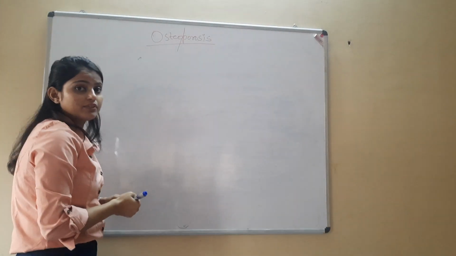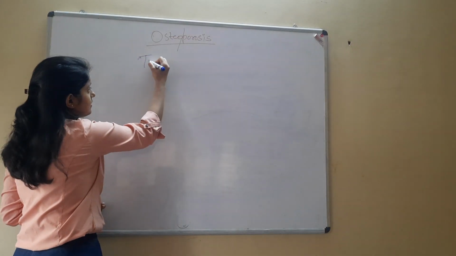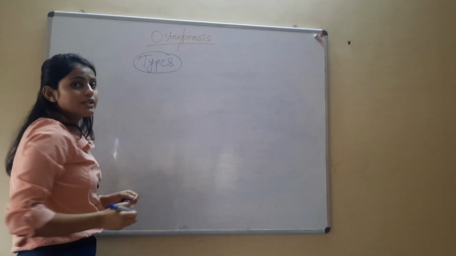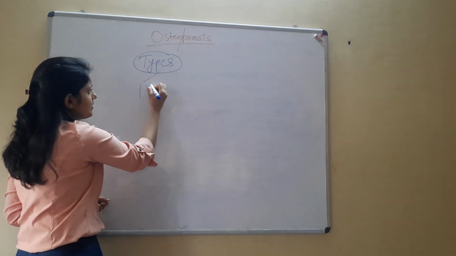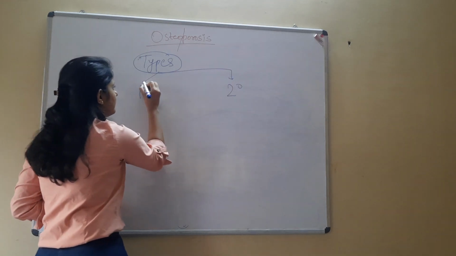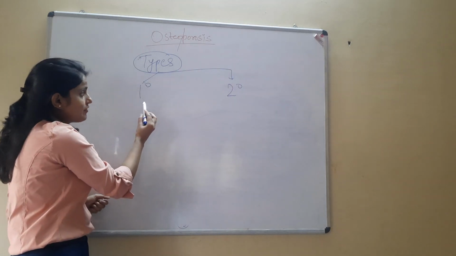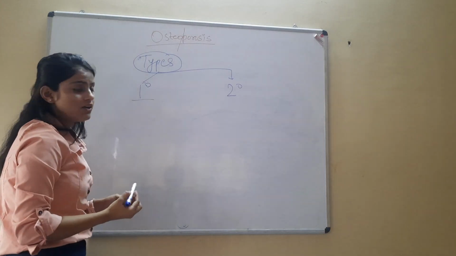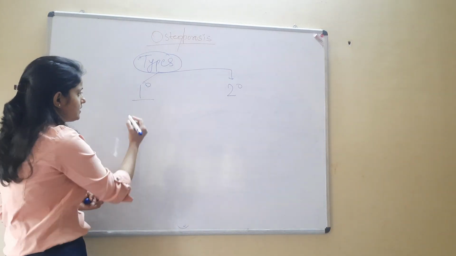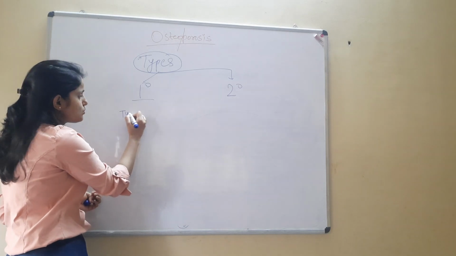Now, types of osteoporosis. There are two types of osteoporosis, primary and secondary. It is called primary when there is no other disease associated, or this osteoporosis is not due to any drugs. In this, there are also two types.